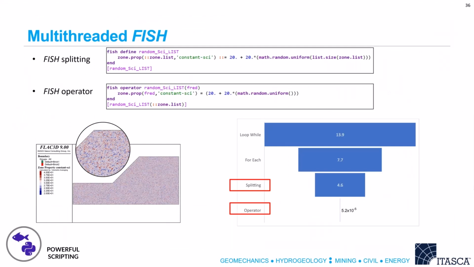So this is not new again in version 9, but it's our first time to have detailed documentation on the speed of multi-threaded fish. So we compare different methods, for example, loop, while, for each, and the splitting and the operators. So we can see that using the splitting and operators, it's much faster. So we recommend in version 9 using fish splitting and fish operator as much as you can.